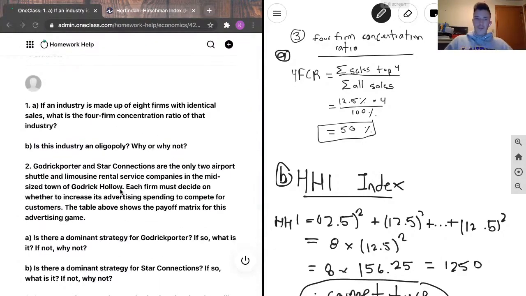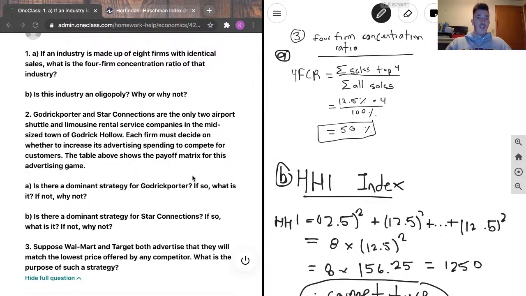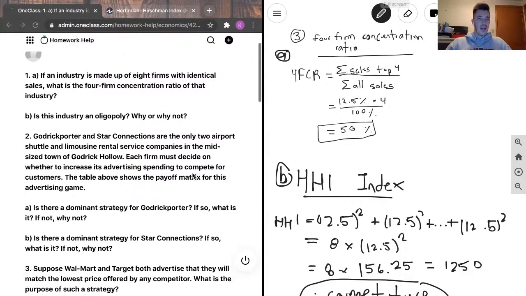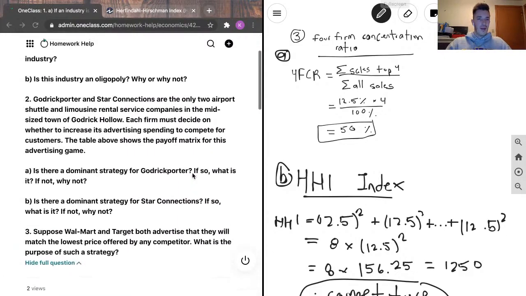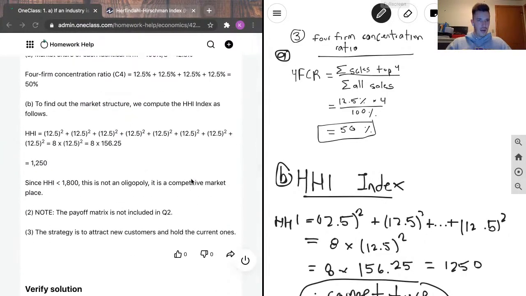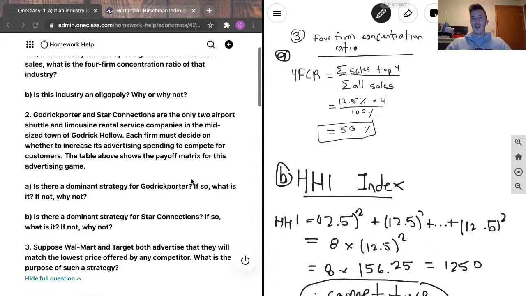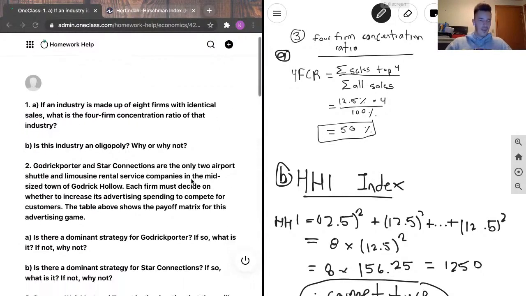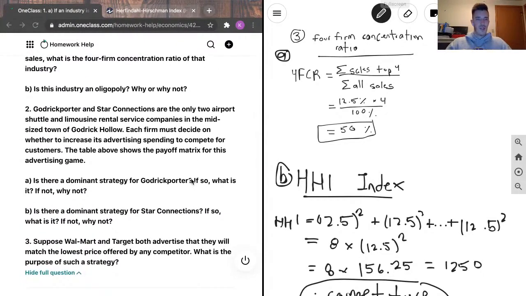We can move on. So Goodrich Porter and Star Connections are the only 2 airport shuttle and limousine rental service companies in the mid-sized town of Godric Hollow. Each firm must decide on whether to increase its advertising spending to compete for customers. The table above shows the payoff matrix for this advertising game. Okay, so it's not that it's just not showing up on my screen, it just wasn't included in the question. So obviously the question cannot be answered.